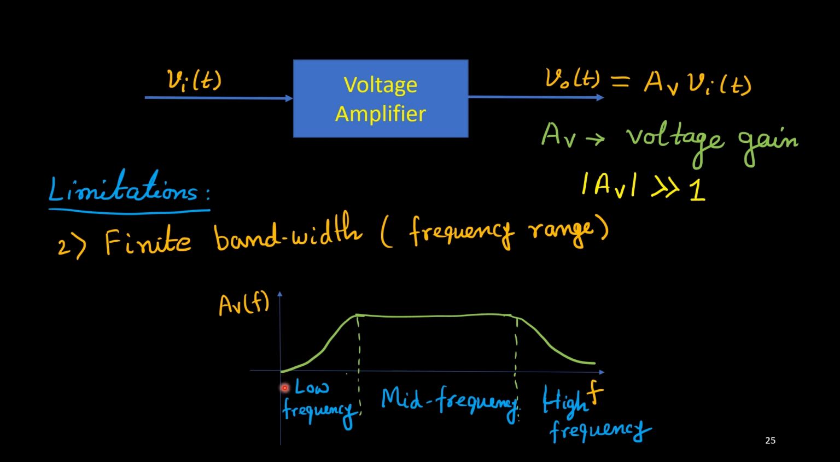There is a certain reason for this bending and this bending. This low frequency bending is basically due to external capacitor effect. If you use some capacitor in the circuit with this voltage amplifier, that time you will get this kind of bending here. And this high frequency bending is generally due to the capacitance inside the amplifier, meaning BJT or MOSFET. The parasitic capacitances are responsible for this bending. Those will be discussed in detail in other videos.